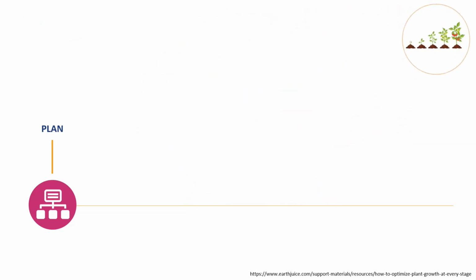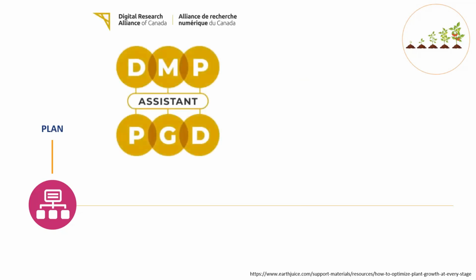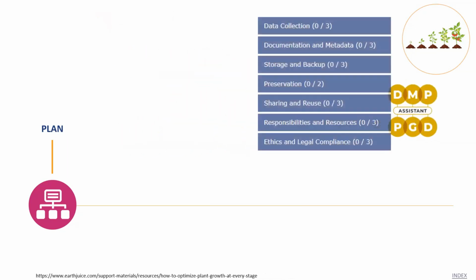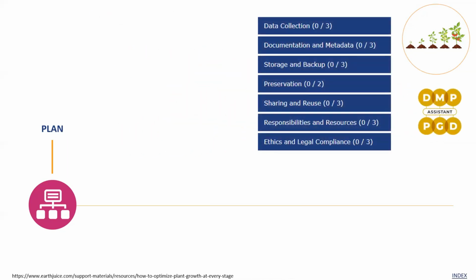To help researchers, the Alliance has provided the DMP Assistant, an online, bilingual, easy-to-use tool that helps researchers write their data management plans. The DMP Assistant walks researchers through a series of questions grouped into 7 sections, shown here, each dealing with different stages or aspects of the research process, from data collection and documentation right through to ethics and legal requirements.